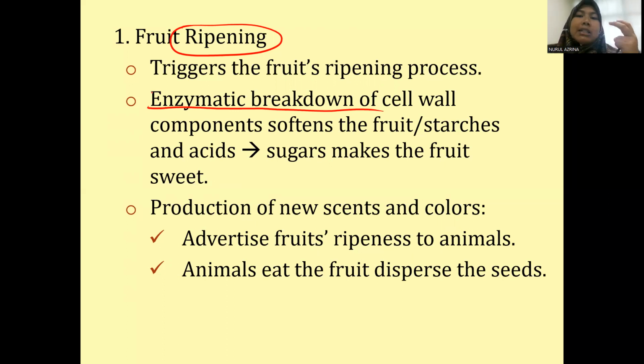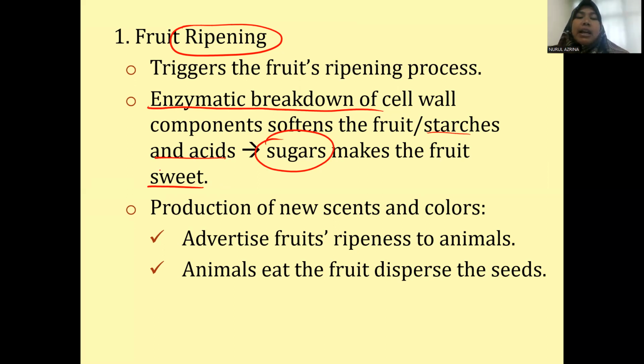That's why bila kita nak beli buah, kita nak tahu buah mangga tu dah masak ke belum, kita tekan-tekan sikit kan. That is actually what happens when there is enzymatic breakdown of the cell wall. Okay. Next, what happens? Starch and acid will convert into sugar, which makes the fruit taste sweet. That's why mangga masam, dia berasid, dia masam. But when it ripens, dia akan jadi manis.